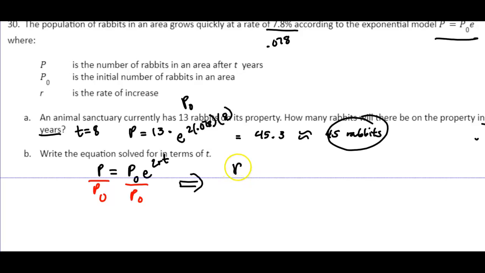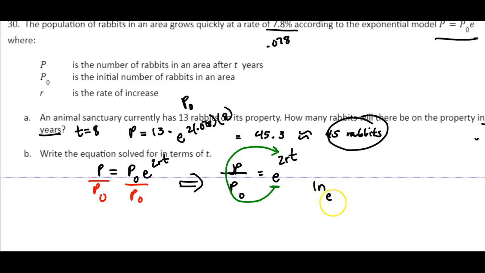Now I'm at p over p sub 0 equals e to the 2rt. All right, now our exponential is by itself. We convert it to a natural log. I know it's going to be a natural log because this base is the natural base of e. So starting with my base, I'm going to have natural log base e of p over p sub 0 equals 2rt.